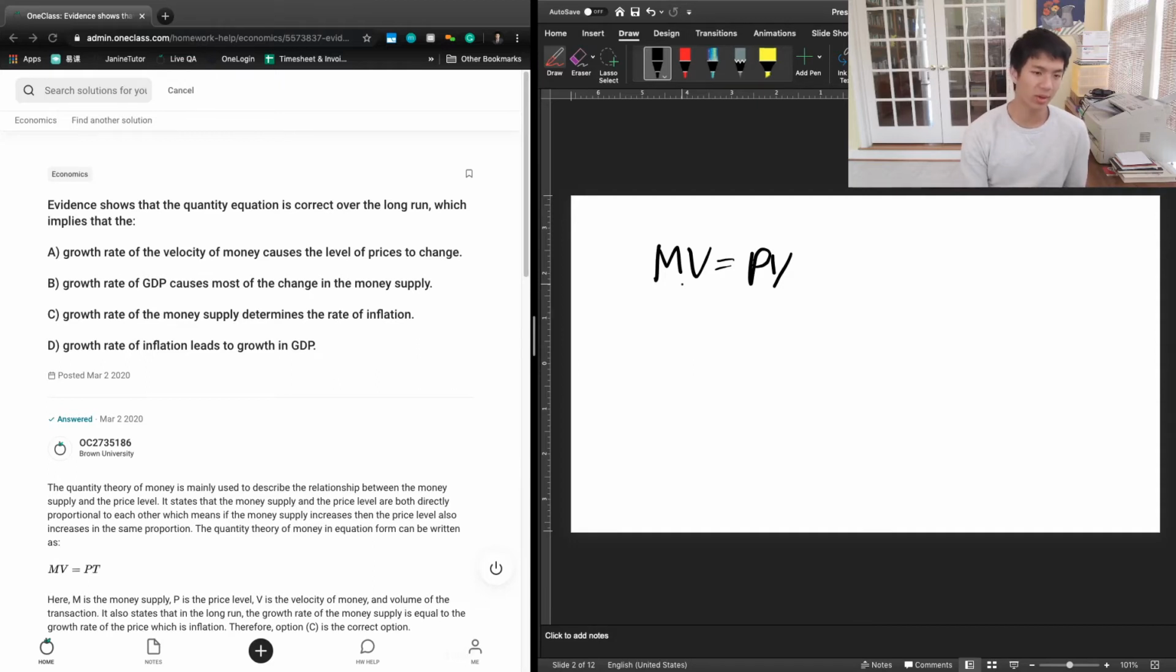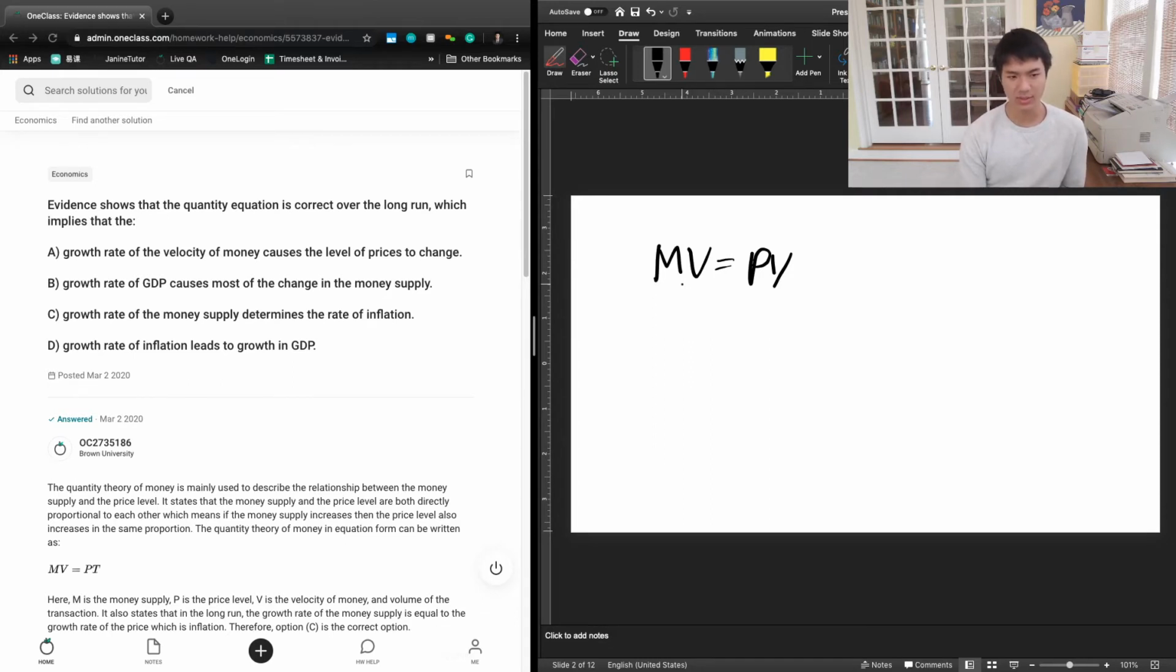C says the growth rate of the money supply determines the rate of inflation, and this is true, right? Because the growth rate of the money supply would be variable, and that means if we hold V and Y constant, whatever rate that we change M at, we would have to change P at the same rate. And inflation is changes in price, right? And so increasing price would be increasing inflation. And so C seems to be the best answer right now.